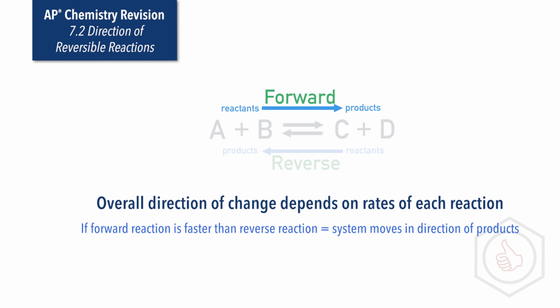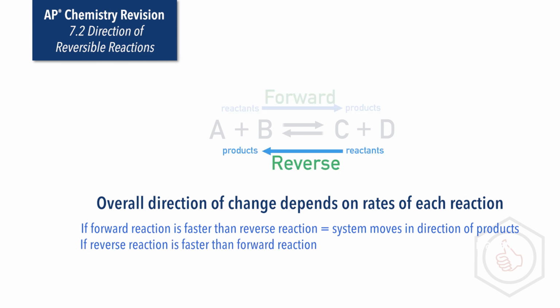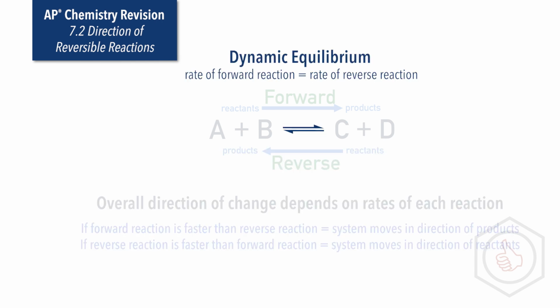However, if the reverse reaction rate is faster than the forward reaction rate, the system is moving towards forming more reactants. There is a net conversion of product to reactants. Over time, the system naturally shifts towards a balance, where the rates of both processes become equal. This would be the establishing of dynamic equilibrium.